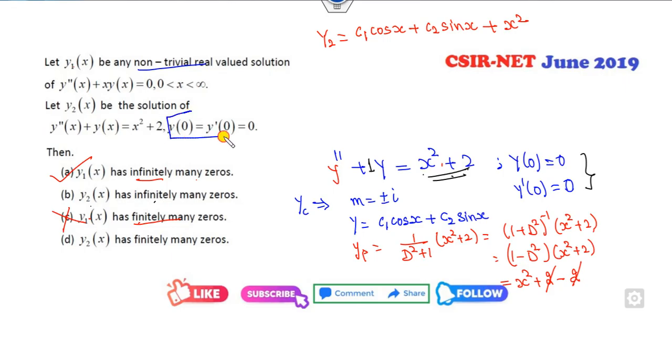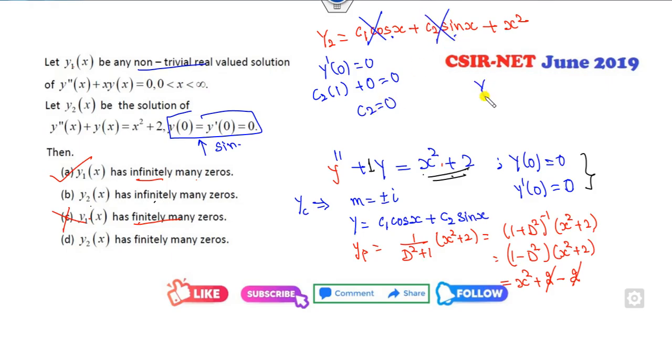Now this case is given to you, so that means the solution is in the form of sin x, so c1 will be 0. When you substitute y dash of 0 equals 0, that means c2 cos 0 is 1 plus 2 times 0 is 0, so c2 will also be 0. So my solution will be x square. How many zeros are there? It has finite zeros because it's a quadratic equation. A quadratic equation has only 2 zeros, so it has finitely many zeros. Make sure whenever you apply the concept of infinitely many zeros, the right hand side should be 0, but in this case it is not, so you have to find the solution.